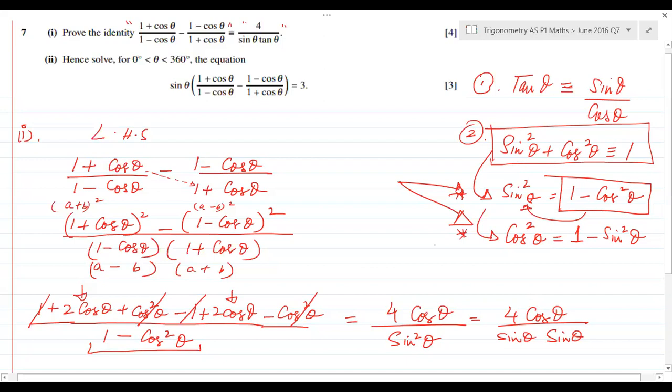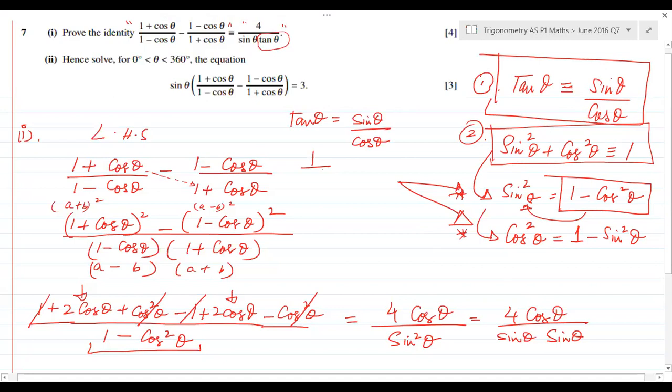Now tan theta is right over here. The first identity that we have is tan theta is equal to sine theta over cos theta. Tan theta over here is in the denominator. So if tan theta is equal to sine theta over cos theta, let me just write it over here.